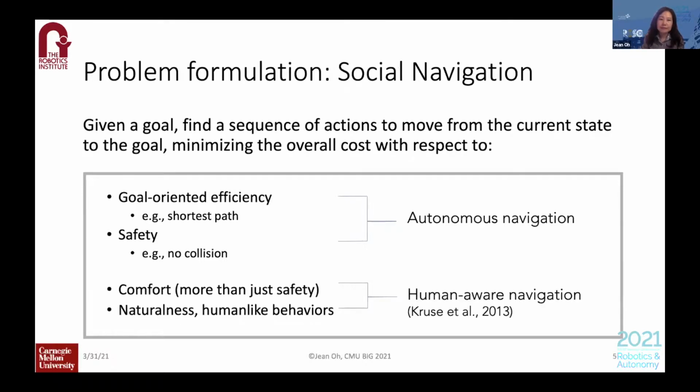When we move to a more human populated environment, there are additional constraints or objectives. Comfort is one step beyond safety. For instance, if the robot avoids a collision with a very, very small gap, that's still considered safe, but it generates discomfort. Even if it's safe, the behavior can also disturb humans. For instance, if the robot is changing directions too frequently, then people will not feel safe around it.